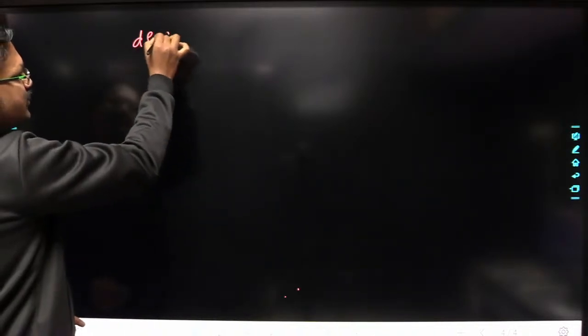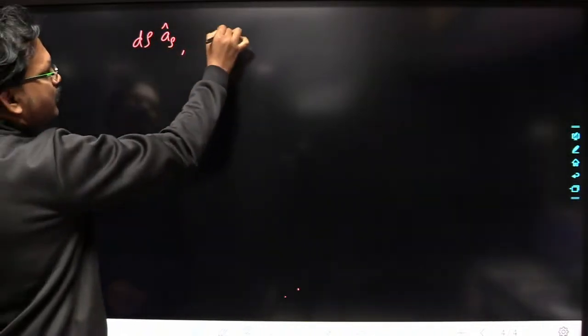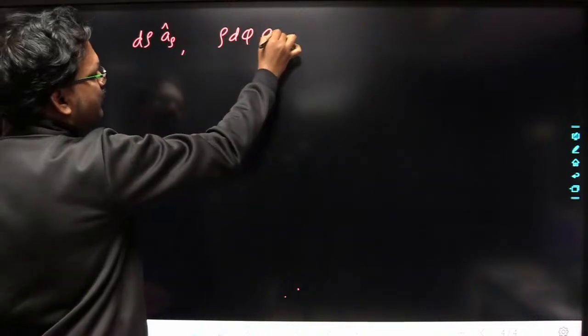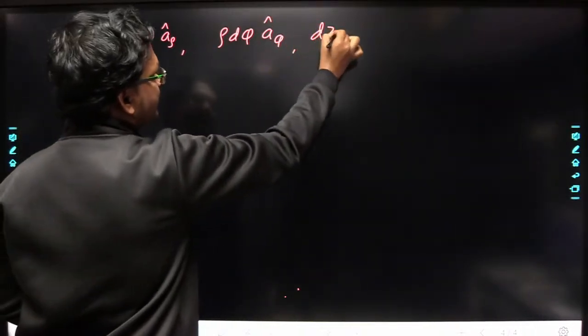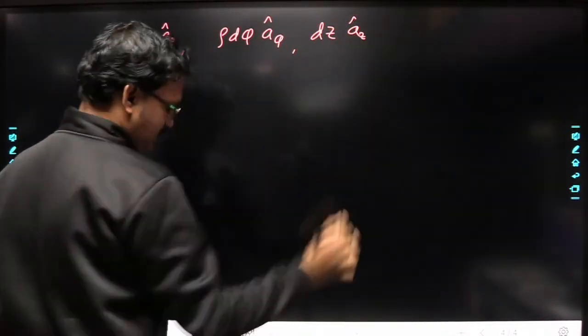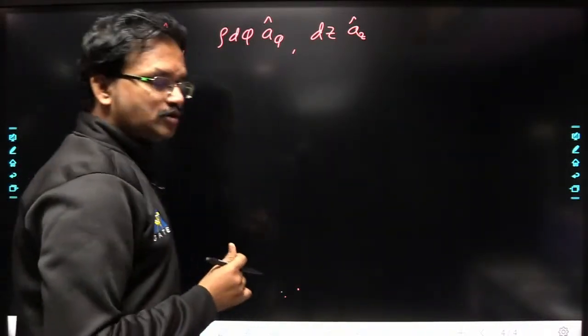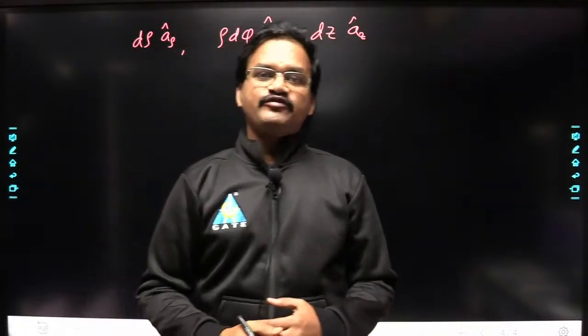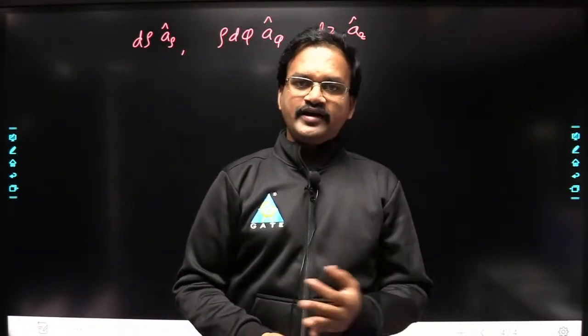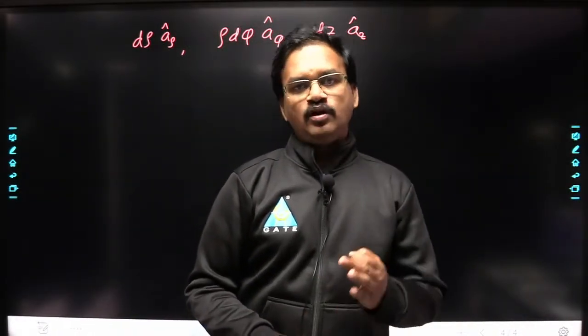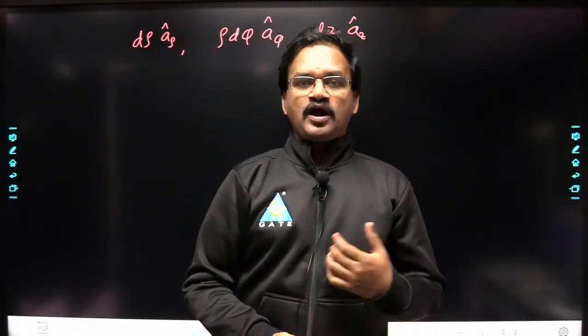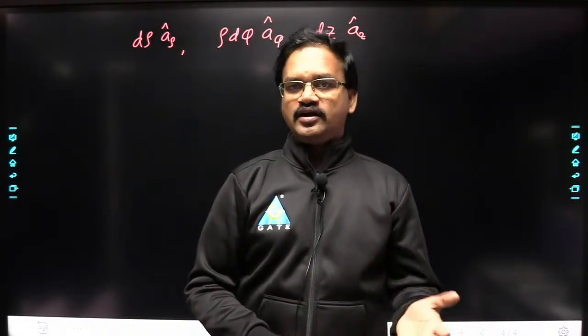Now we have seen a rho cap and a phi cap. Next, see here. Now I am writing the differential lengths. Differential lengths in the cylindrical coordinate system are d rho a rho cap, rho d phi a phi cap, and dz az cap. Next, what is important in the cylindrical coordinate system is that we have to determine the differential areas and the differential volume. So next we will see how to get these differential areas and differential volume.